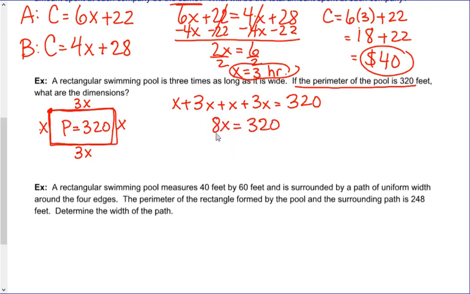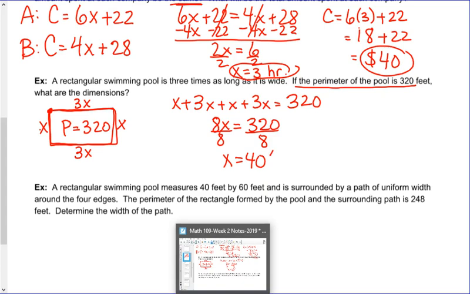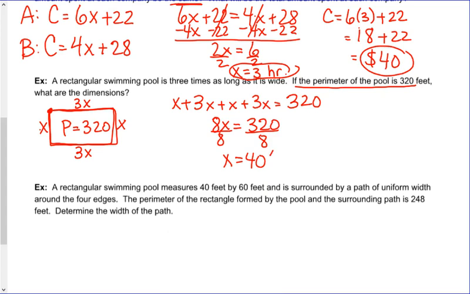And just like before, get rid of the number next to the letter by dividing by the number. Therefore, if I take 320 and divide by 8, 32 divided by 8 is a 4, add the 0. Therefore, my x value is 40 feet. I'm going to use that abbreviation for feet. And we haven't answered our question because that's the width. We need to now know what the length is.